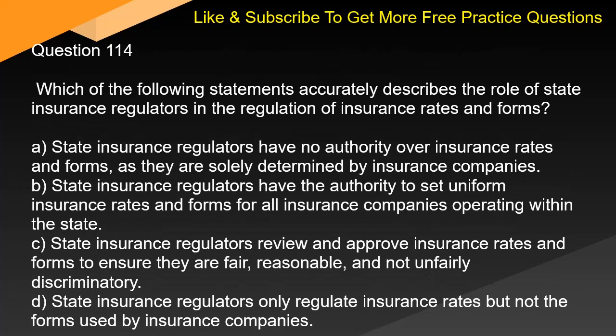Question 114. Which of the following statements accurately describes the role of state insurance regulators in the regulation of insurance rates and forms? A. State insurance regulators have no authority over insurance rates and forms, as they are solely determined by insurance companies. B. State insurance regulators have the authority to set uniform insurance rates and forms for all insurance companies operating within the state. C. State insurance regulators review and approve insurance rates and forms to ensure they are fair, reasonable, and not unfairly discriminatory. D. State insurance regulators only regulate insurance rates but not the forms used by insurance companies.